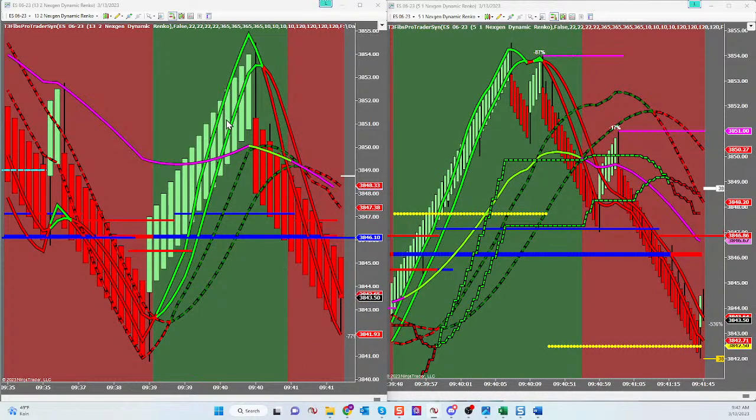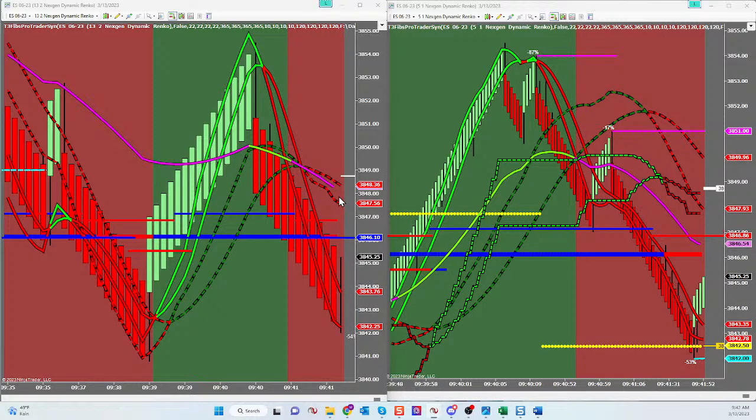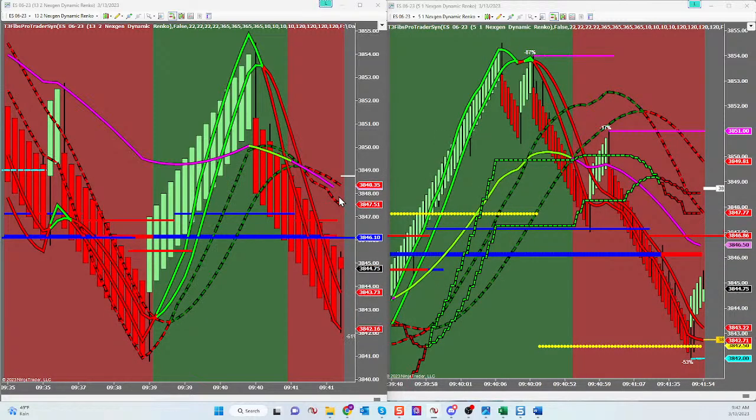Guys, what do we see right now? We see smalls below the large. The large are widening. They're angled in the direction of the trend. Yeah, it might take them a minute. My large triggers are above these areas. My small triggers are below, guys.